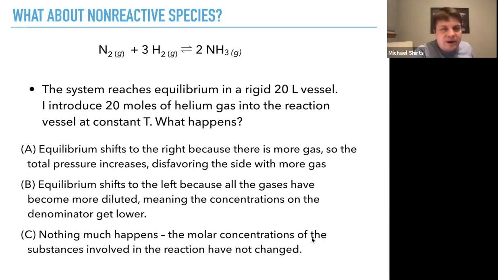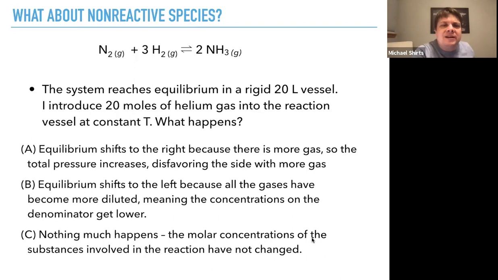So here we have our good old nitrogen reacting with hydrogen to produce ammonia. And the system reaches equilibrium in a rigid 20-liter vessel, and I introduce 20 moles of helium gas into the reaction vessel at constant T. You can imagine there is no reaction that happens between helium and any of those compounds. What happens? So think about this.